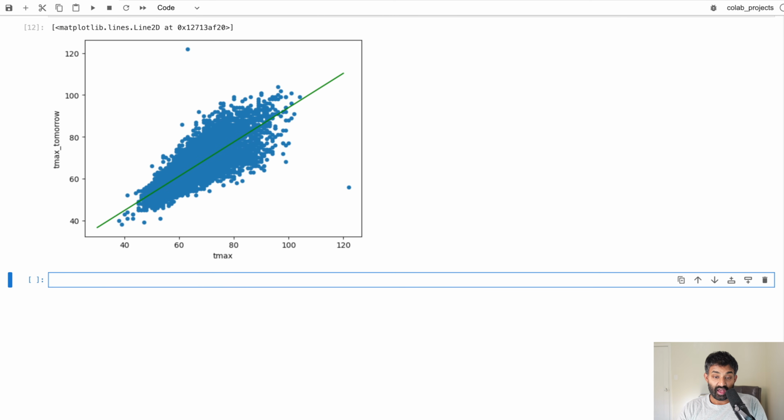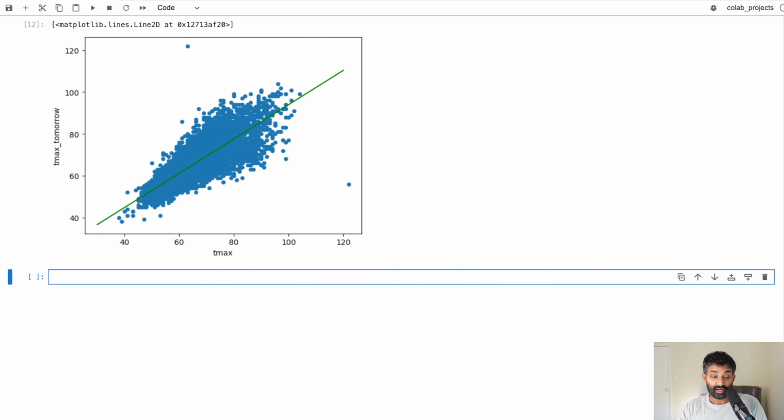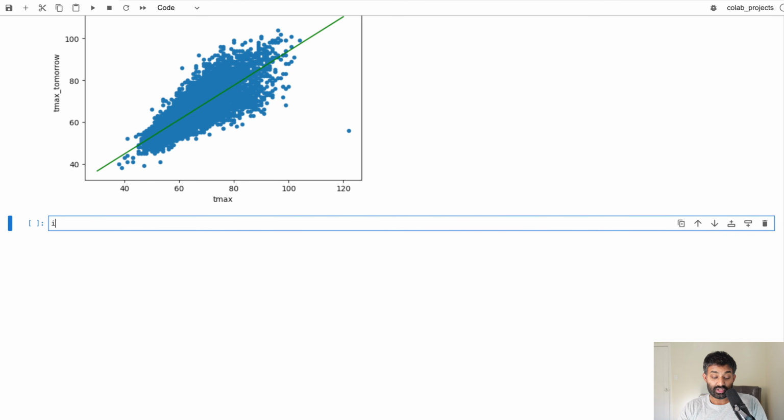So we can see we have our plot with all of the different points for Tmax and Tmax tomorrow, our scatter plot. And on top of the scatter plot, we have a line. So this line is the best linear regression can do to try to predict Tmax tomorrow. So if we change our weight at all or our bias at all, the error will actually increase. So let's actually take a look at that.